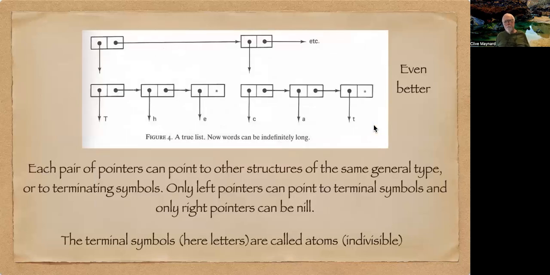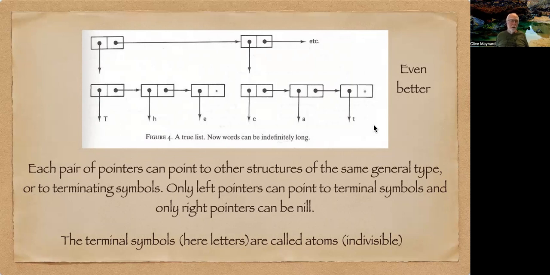We can take this even further. We can make pointers a much more serious part of our structure. So this is even better from the internal representation point of view, but not necessarily from your point of view visually. So everything is in pairs of pointers, and each of those pointers can point to other structures of the same general type, or to terminating symbols.